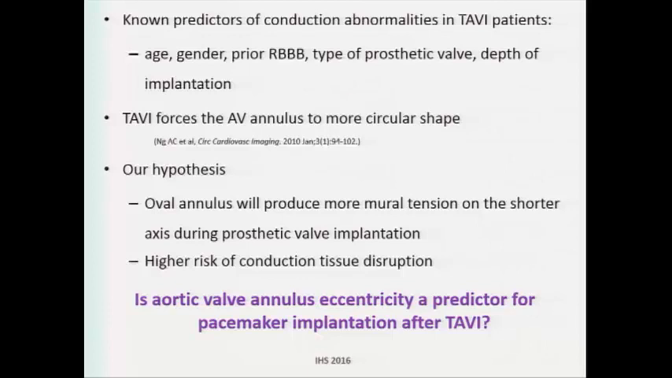A group from the Netherlands showed that implantation of an aortic valve forces the aortoventricular annulus to a more circular shape. This gives us a clue about the forces acting on this structure. Our hypothesis was that a more oval annulus will produce more mural tension on the shorter axis during prosthetic valve implantation, and this in turn will cause a higher risk of conduction tissue disruption.